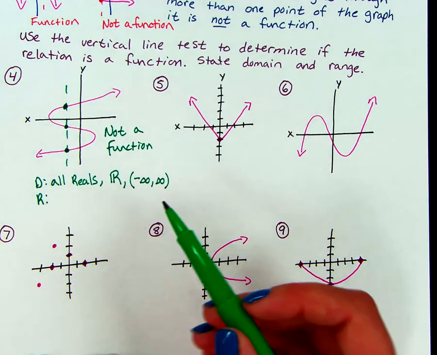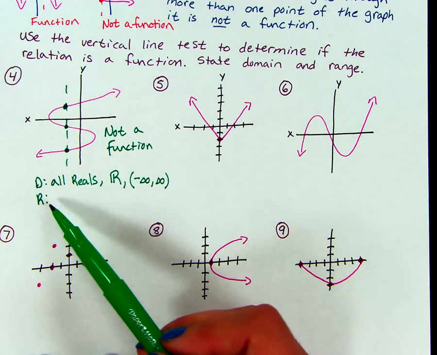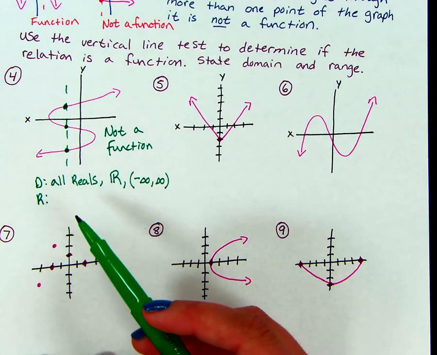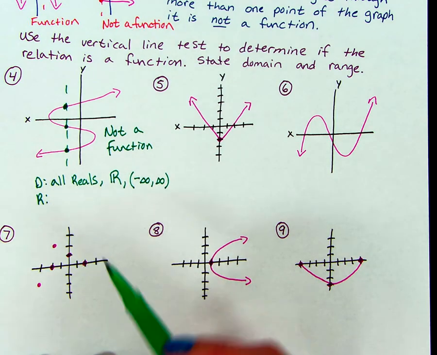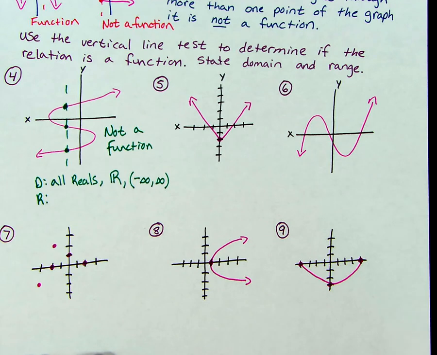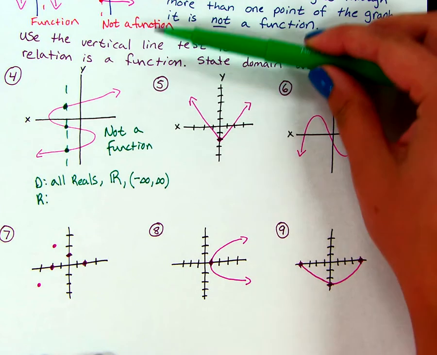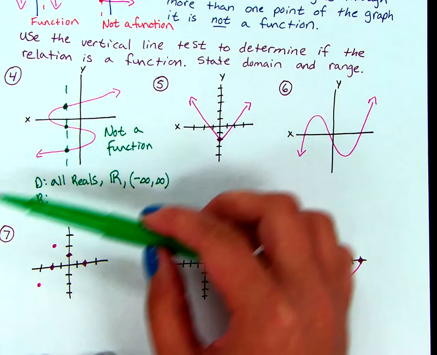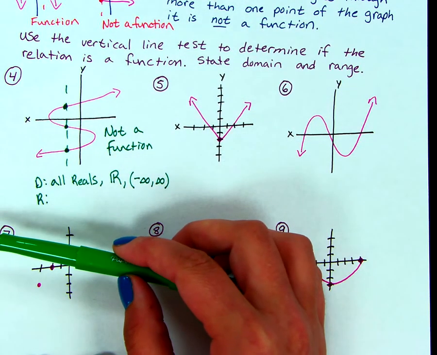Now continuing to look at this, if we switch to range, range is all of the possible y values. Again, for a continuous graph, the easiest way to think of this is our vertical expansion. So is our graph going to continue to increase forever? Is it going to continue to decrease forever? That's what you have to decide.